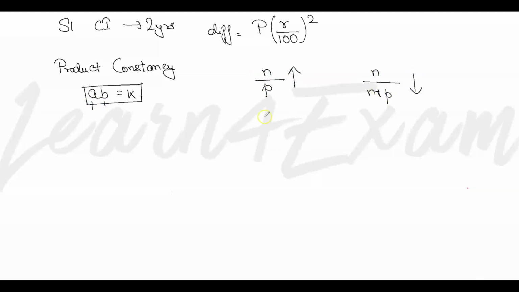So if I say that one quantity increases by 20% or 1/5, then the other quantity should decrease by 1/6. Similarly, if one quantity decreases by n by p, the other quantity should increase by n by p minus n to keep the product the same. These are also two very important formulas that you have to keep in mind.